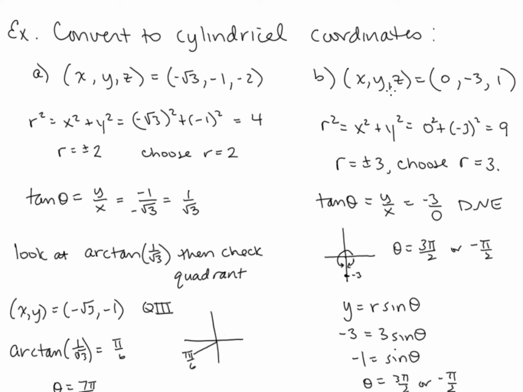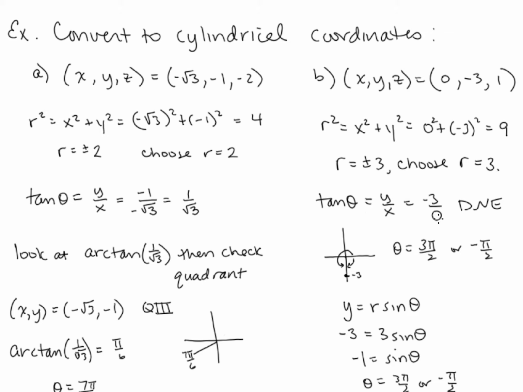Now let's take a look at another example. Here we have x, y, z is equal to 0, negative 3, 1. So again, we'll start by finding r. We have r squared is equal to x squared plus y squared. In this case, that's 9. So r could be positive or negative 3, and again, we're going to choose a simpler version, choose r is equal to positive 3.